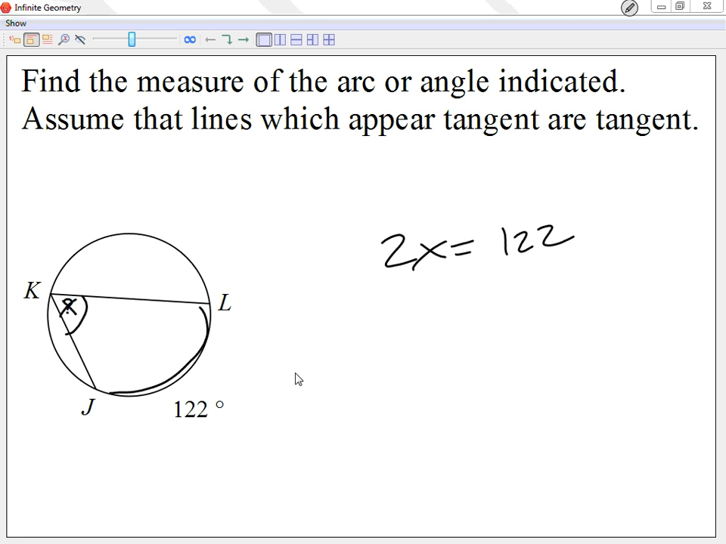So every question, the angle times 2. The angle could be x, the angle could be a number. So the angle times 2 is equal to the arc. So 2 times x equals 122. Now here, to solve for x, divide both sides by 2. X in this case happens to be 61, right? The angle in this case is 61. Yes?